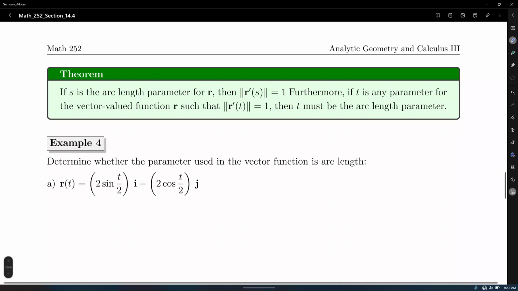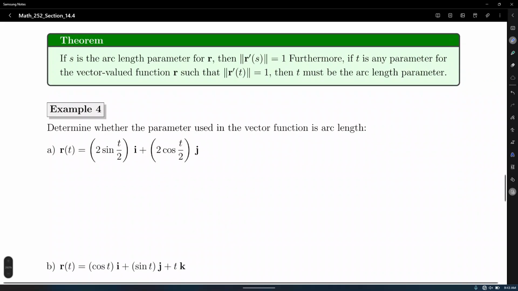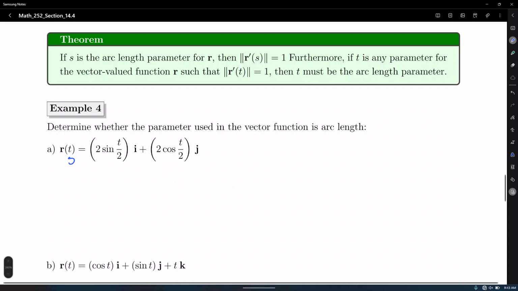So let's have a look at a couple of examples to make more sense about this. Here, determine whether the parameter used in the vector function is arc length. So we're given a vector valued function. In a way, we're going to make a test to determine whether I can simply change S without doing anything, without finding the arc length function.